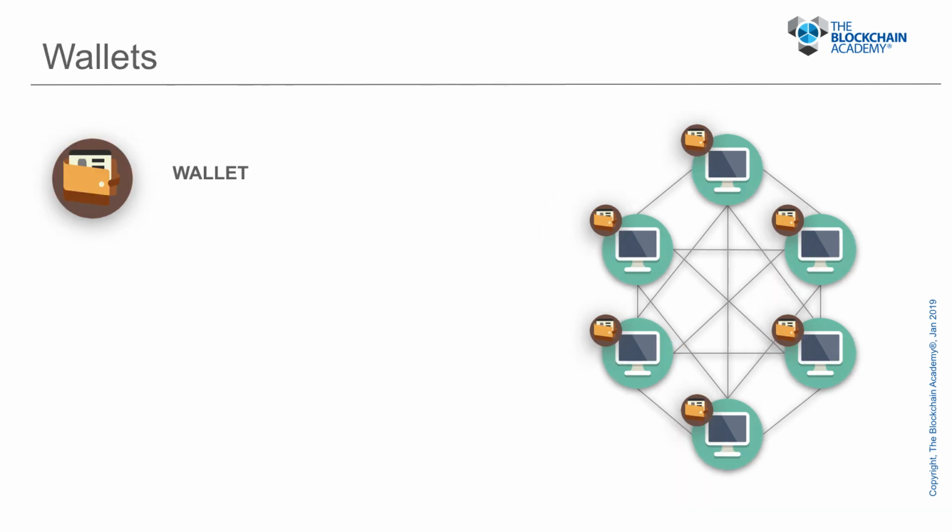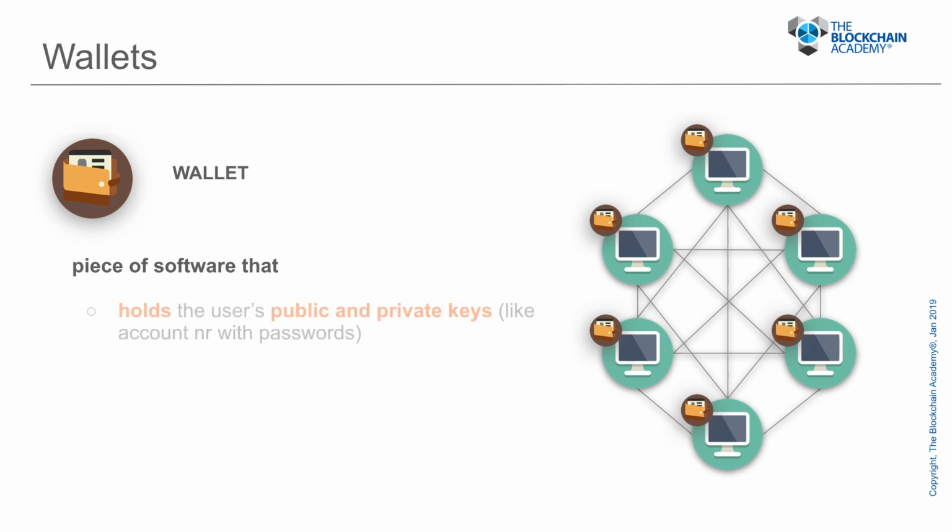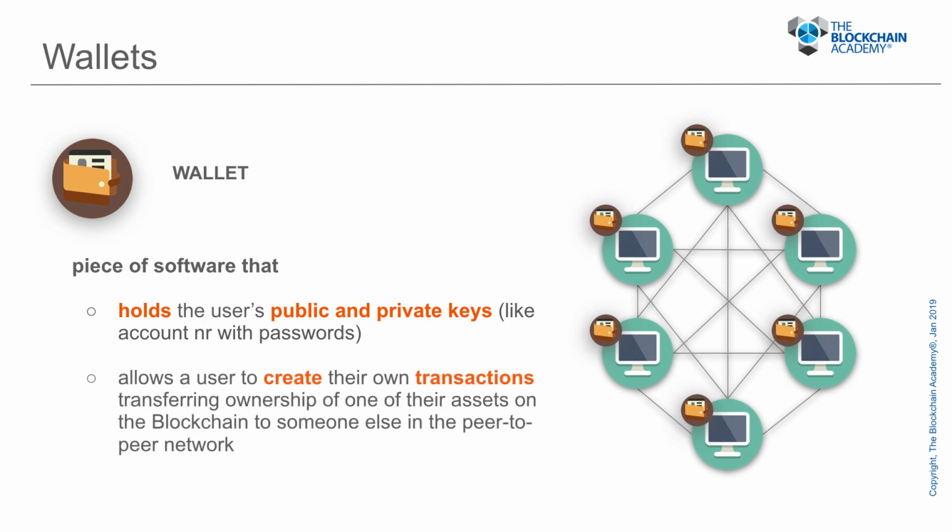With first the wallet. The wallet is a piece of software that holds the participants' public and private keys, which are the equivalent of account numbers and corresponding passwords. It is also a piece of software that allows participants to create their own transactions that transfer the ownership of one of their assets on the blockchain to someone else in the peer-to-peer network.